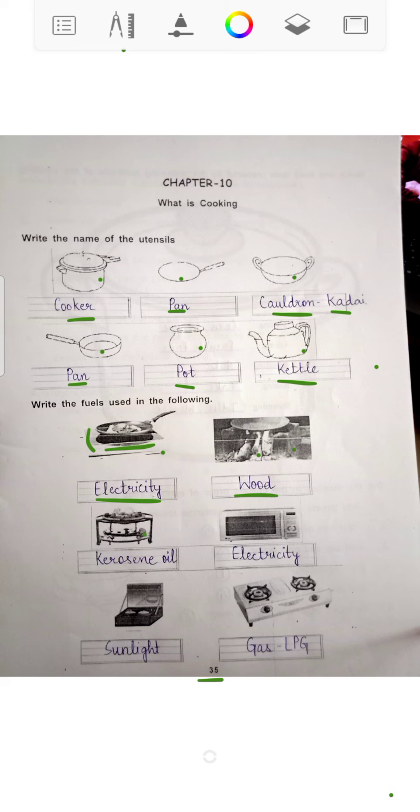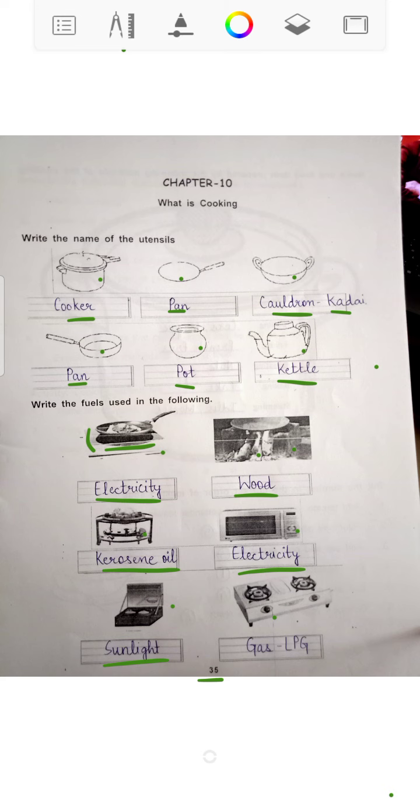Next is, you can see the kerosene stove, right? So in kerosene stove we use kerosene oil. Next is your oven. So in oven it is used by the electricity, or it is basically fuel which is used is called as electricity. Next is, I have shown you the picture of solar cooker. So it consumes the sunlight. And the last one is your gas. You can see this gas in day to day life, right?